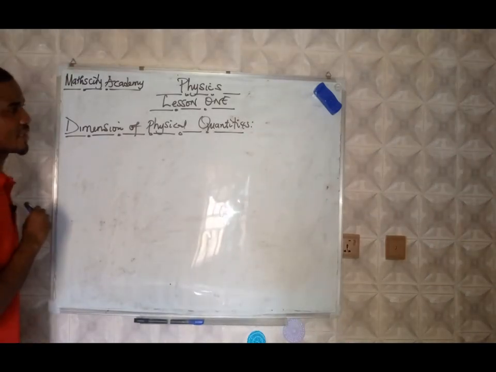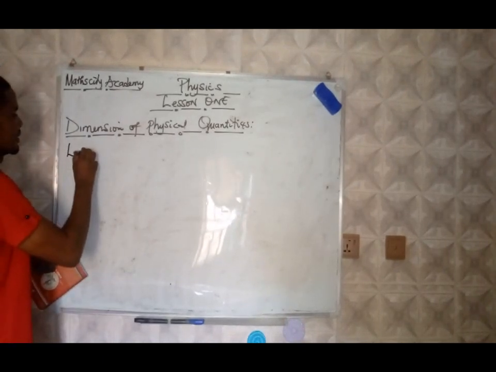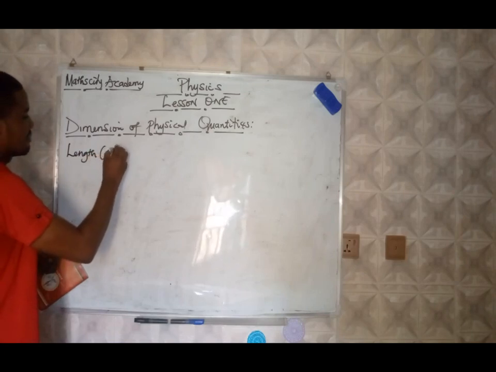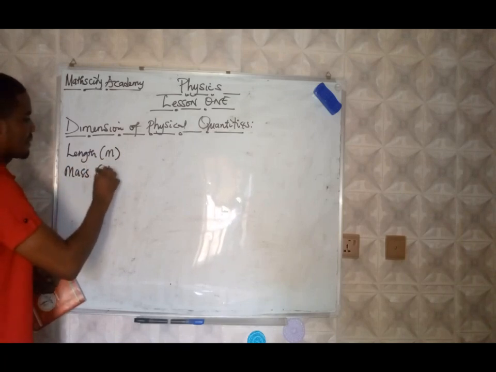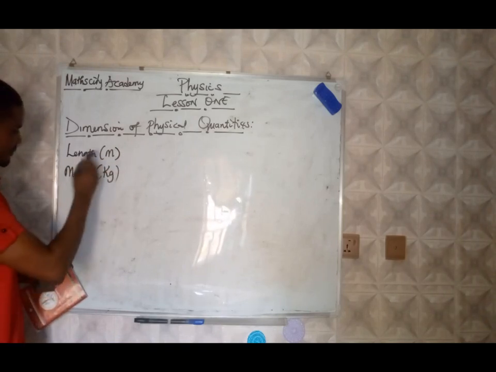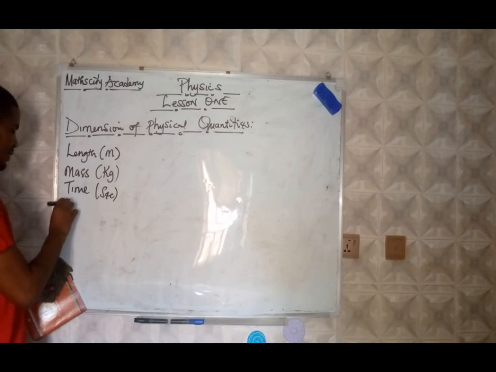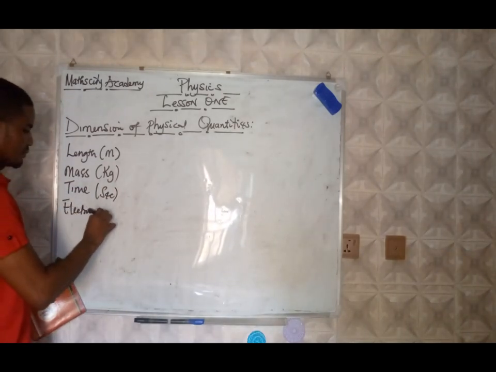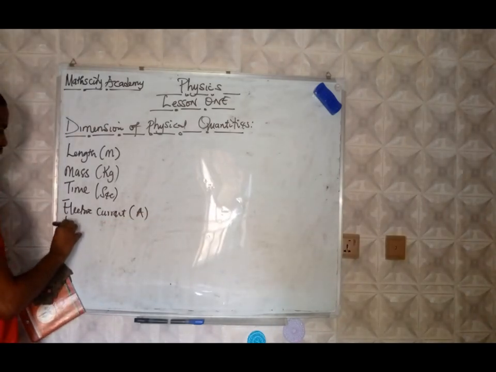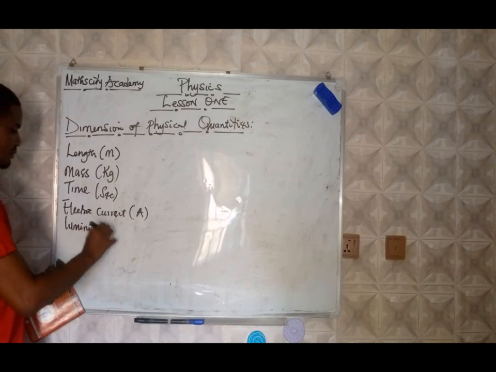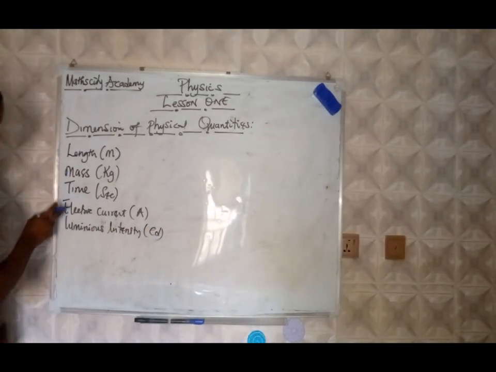When we talk about fundamental physical quantities, we say that they are divided into 7, which are length, and length is measured in meters. We have mass. Mass is measured in kilogram. We have time. Time is measured in seconds. We have electric current. Electric current is measured in ampere. We have luminous intensity. This is measured in candela. 1, 2, 3, 4, 5.